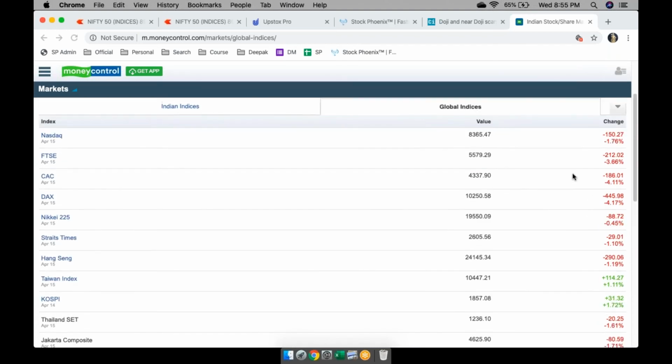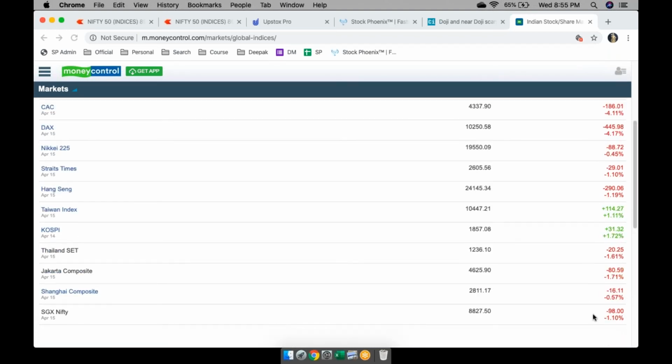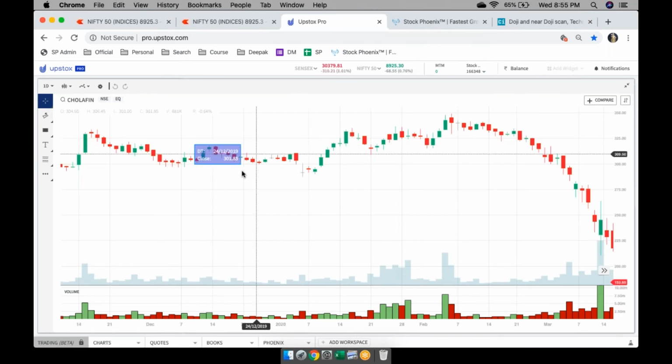However, we have to see tomorrow's morning SGX Nifty also. As of now, that is the conclusion. We can see sideways. Tomorrow, if there is a gap down, we can see sideways momentum based on the current situation. Okay, so let's meet in tomorrow's class.